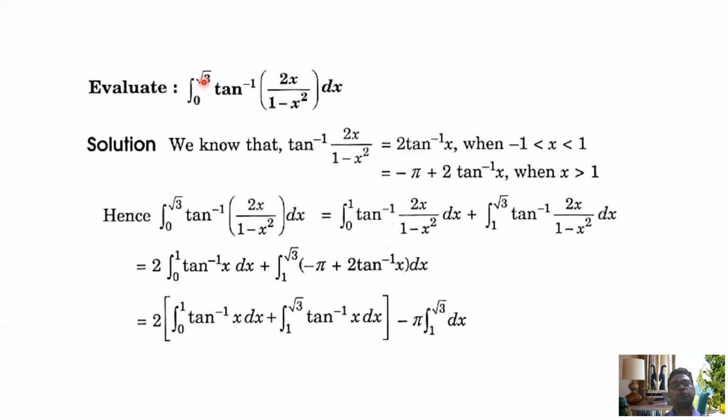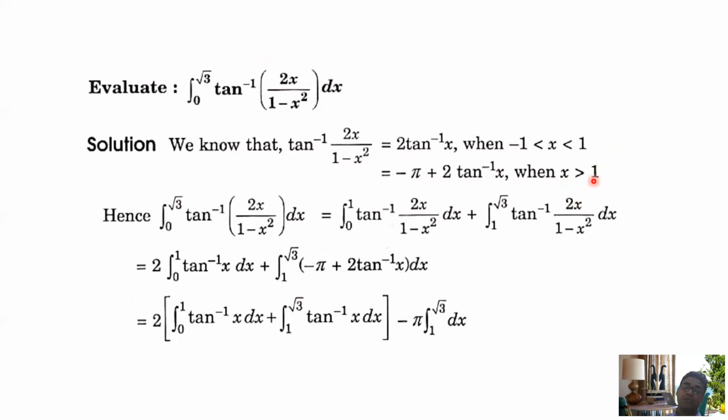Evaluate the integral from 0 to root 3 of tan inverse of 2x by 1 plus x square, dx. This is also a very good example. We know that tan inverse of 2x by 1 plus x square is equal to 2 tan inverse x when x lies between minus 1 to 1, and is equal to minus pi plus 2 tan inverse x when x is positive.